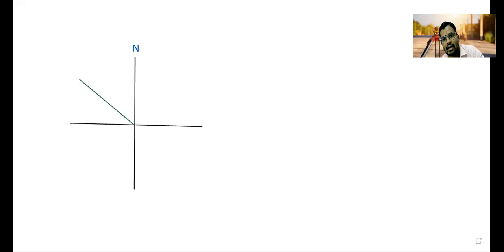This is the line and the whole circle bearing of this line is 335 degree. Please tell me the quadrantal bearing of this line. North 25 west. Good.